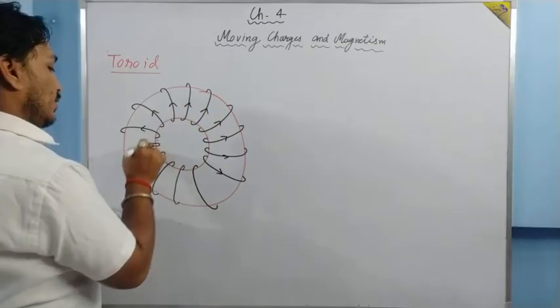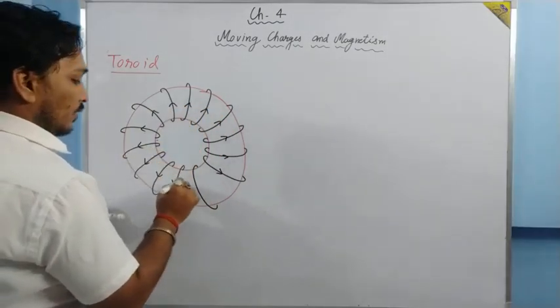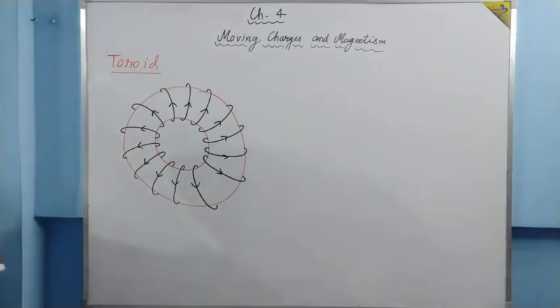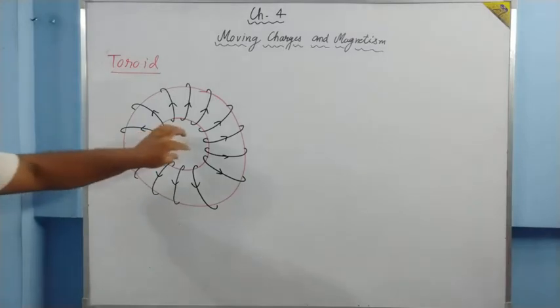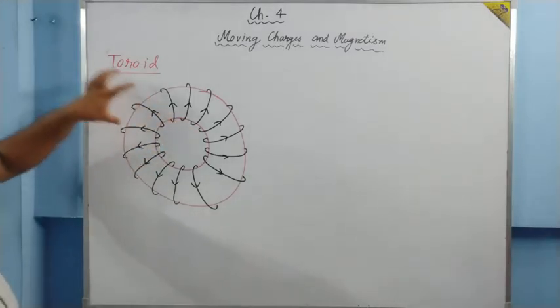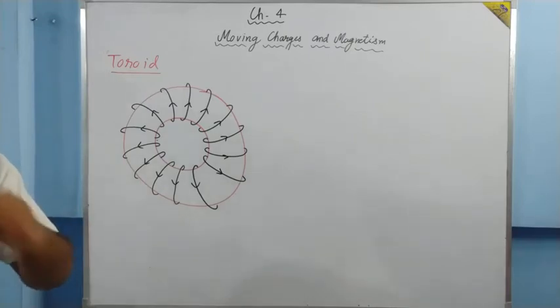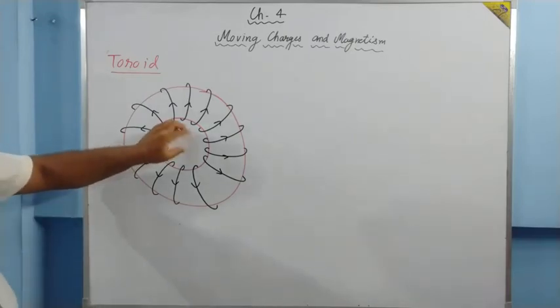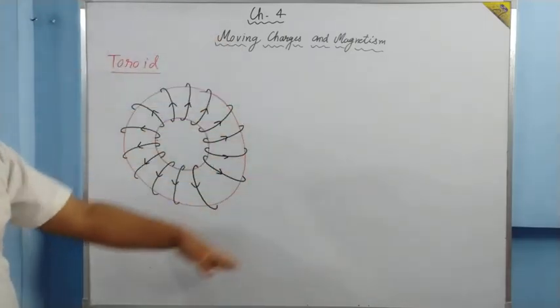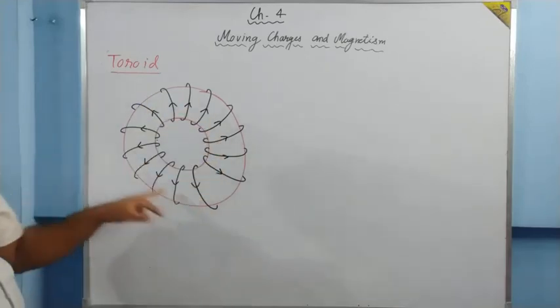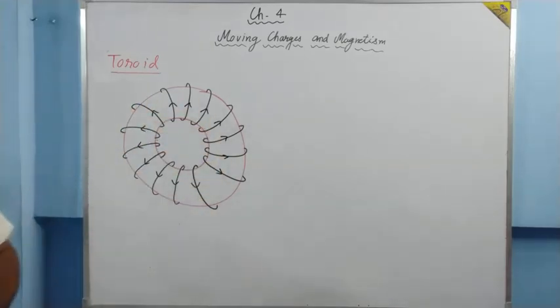Current is flowing in this manner. Right? This is the direction of current. Now as you can see in the toroid we get three regions: interior of the toroid, exterior of the toroid, and inside the toroid. Right? So let us calculate the magnetic field one by one.